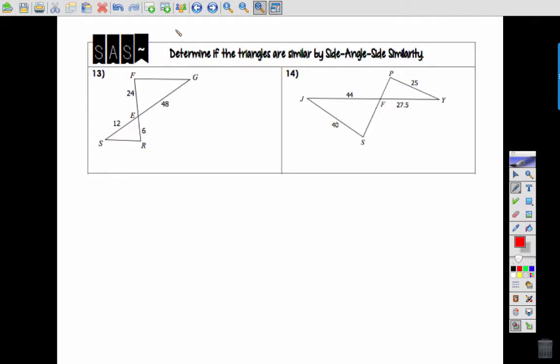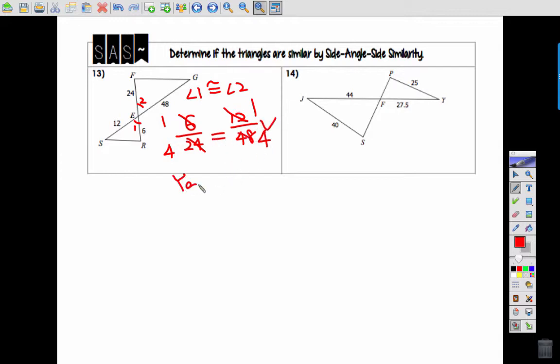So let's do some practice here. In example 13, I have angle 1 and angle 2 being congruent because they are vertical angles. So I've got the A already. I have two sides. In this small triangle, the shorter one is 6, the longer one is 12. In the other triangle, I have 24, and the longer side is 48. So you lay them out and start reducing, and you will find out that they do equal each other.